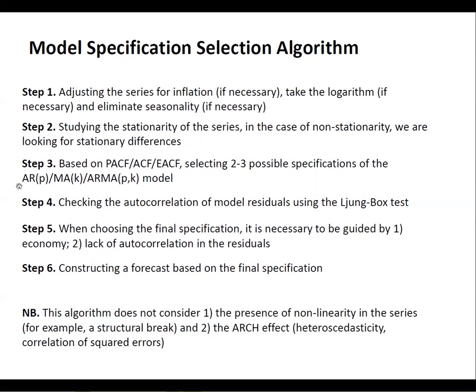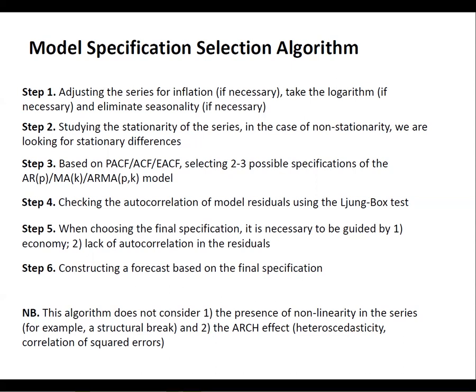Step 3. Based on PACF, ACF, and EACF, we select 2 or 3 possible specifications for AR, MA, and ARMA models. That is, in each of these models, we always have 2 or 3 alternative specifications. And each of these alternative specifications, in step 4, we test for autocorrelation of the residuals using ACF and the Ljung-Box test. After that, we have enough reason to choose the final specification. This is the 5th step.